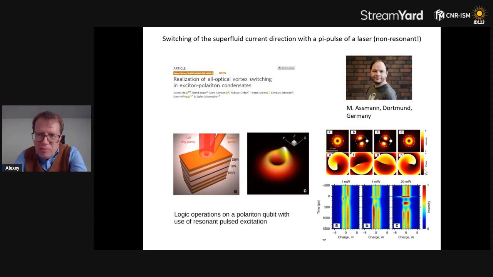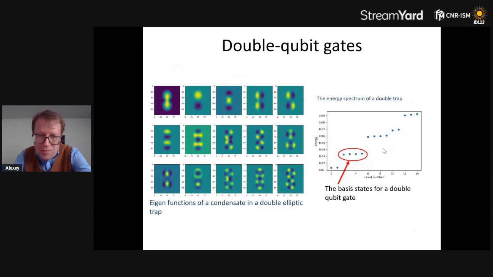And Mark Assmann in Dortmund observed in this paper the switching between current of one direction to current of the other direction, passing by some so-called dipole states. And this basically is the logic gate, a single qubit logic gate that can be used in future polariton quantum computers.